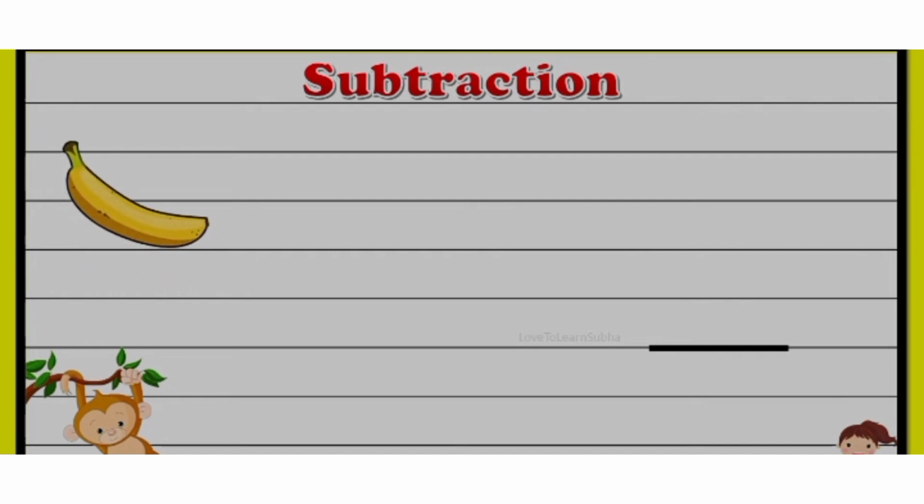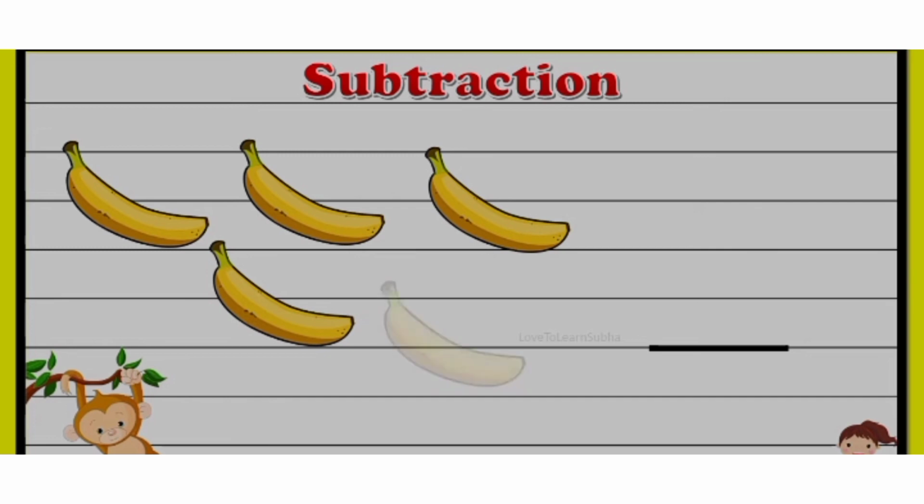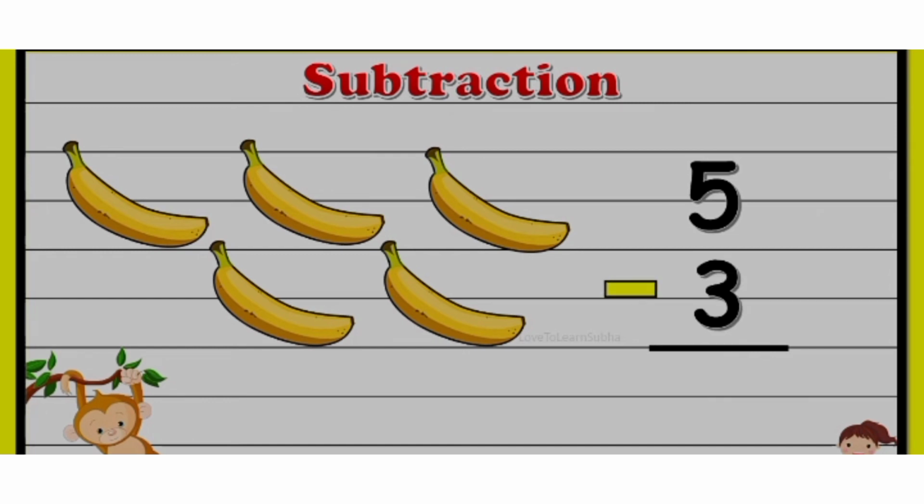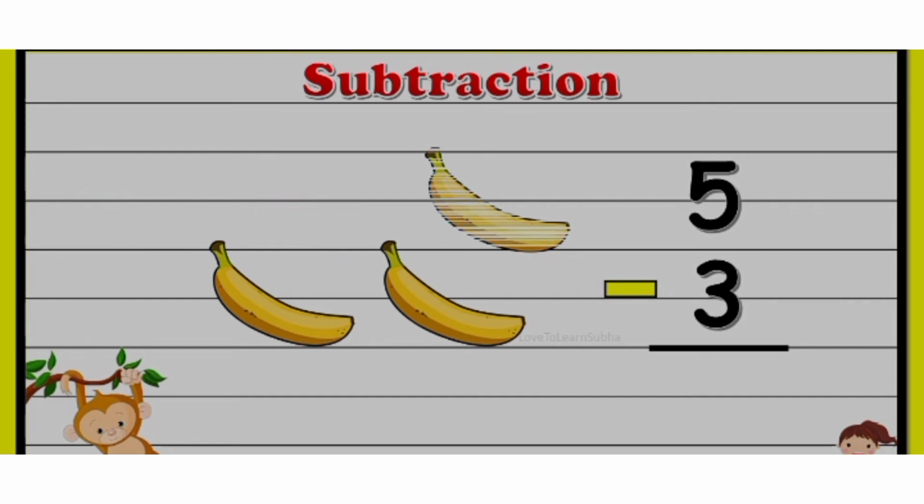We have 1, 2, 3, 4, 5. We have 5 bananas. Let us assume this monkey takes 3 bananas. Okay. 1, 2, 3. The monkey takes 3 bananas.